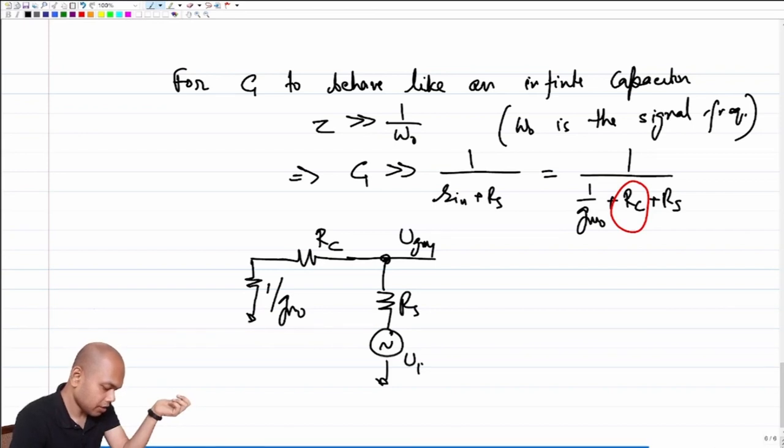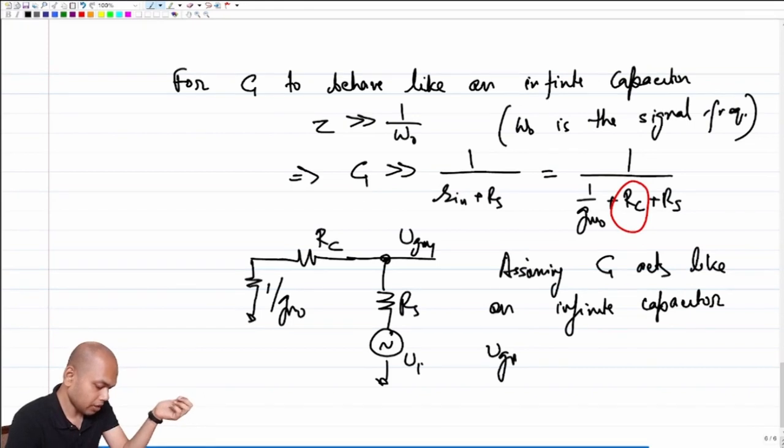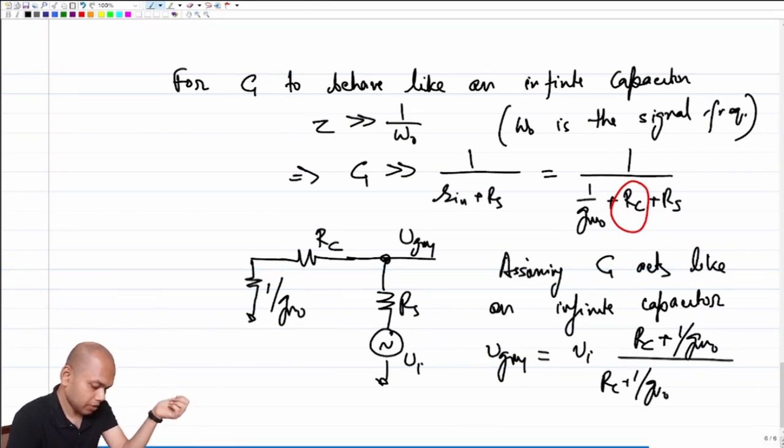So what is the constraint, assuming C1 acts like an infinite capacitor? What is the constraint on RC? For that, we have to see, right? What is VGM1? VGM1 is VI times RC plus 1 over GM naught by RC plus 1 over GM naught plus RS, right?